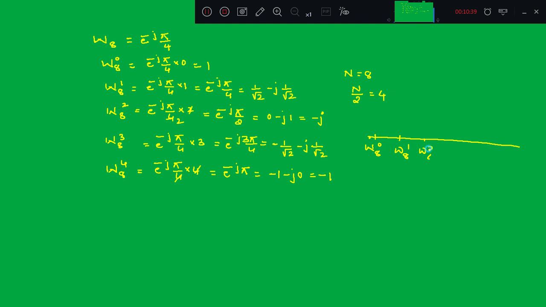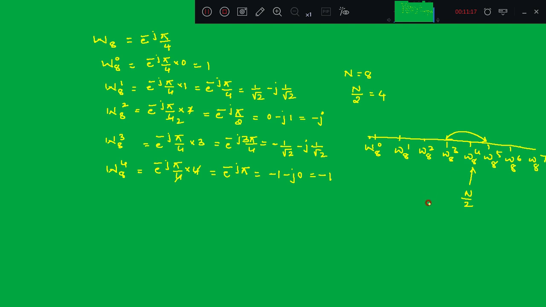W8 raised to 2, W8 raised to 3, W8 raised to 4, W8 raised to 5, W8 raised to 6, and here W8 raised to 7, right? So this is 1, 2, 3, 4, right? 0, 1, 2, 3, 4, right? So this is the midpoint here, N by 2. About this midpoint, the samples are complex conjugates of each other.